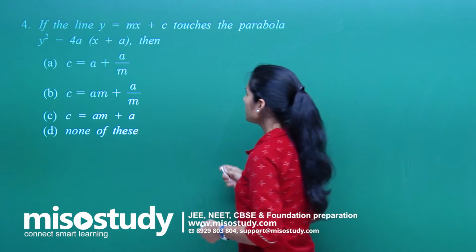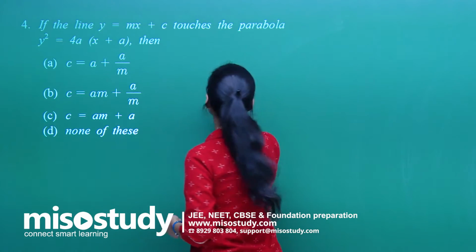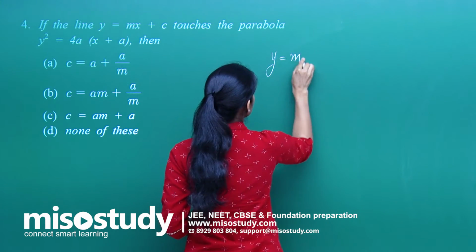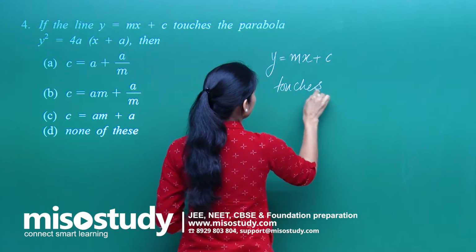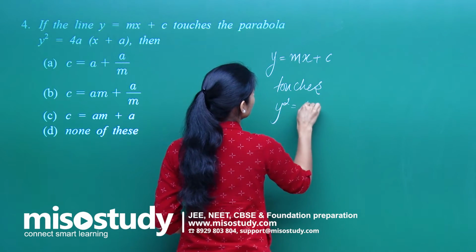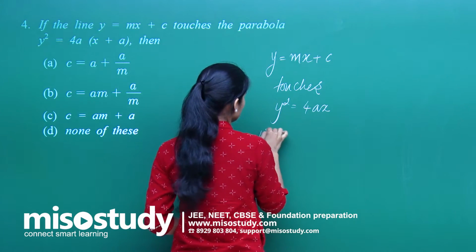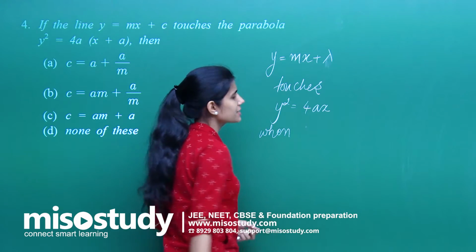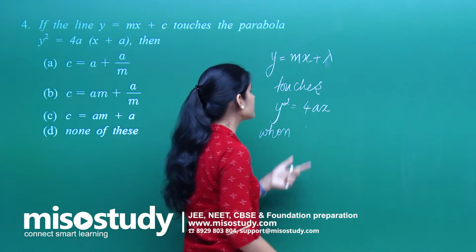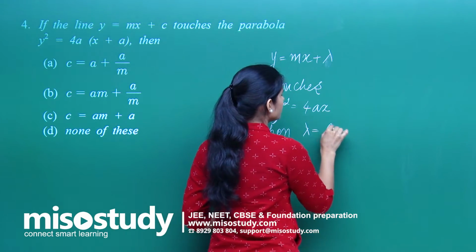Now see, if you remember, y equals mx plus lambda touches the parabola y square equals 4ax when lambda is equal to a by m.